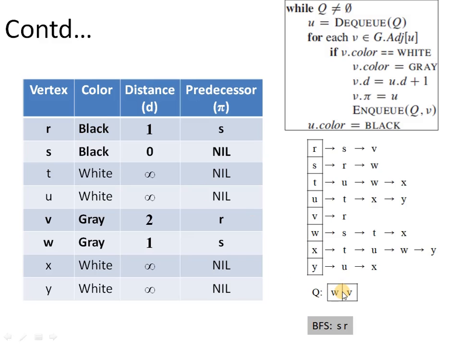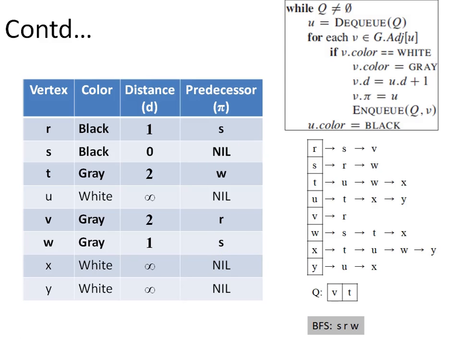Now, W will be DQ'd. The linked list of W will have S, which we have already explored. Then it will have T and X. So T is equal to white, as well as X is also equal to white. So what we have to do is color T and X to gray. Then infinity, that is distance, will be updated to distance of W plus 1. So W's distance is 1. So distance corresponding to T as well as distance corresponding to X will be updated to 2, and we are reaching T as well as X via vertex W. So pi will have W now.